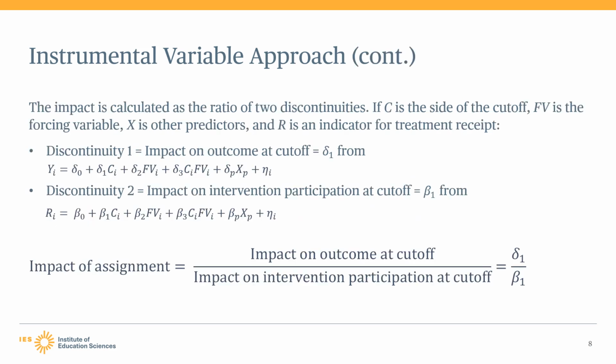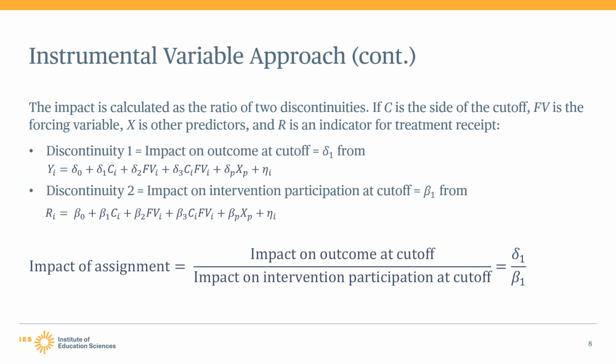The impact is calculated as the ratio of two discontinuities at the cutoff. These are typically estimated using two regression equations. Here, let C be an indicator for the side of the cutoff, Fv is the forcing variable, and X stands for any other predictors. The first discontinuity is the impact on the outcome at the cutoff. This is the difference in the outcome between the intervention side of the cutoff and the comparison side of the cutoff, which is delta 1 in the first regression equation.